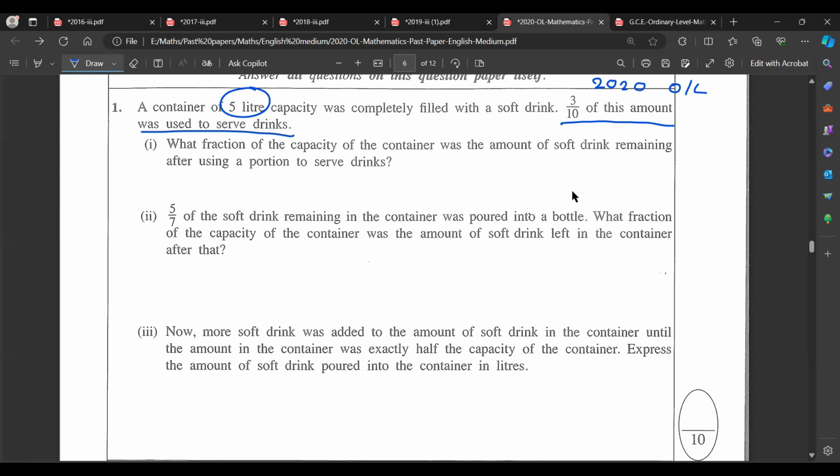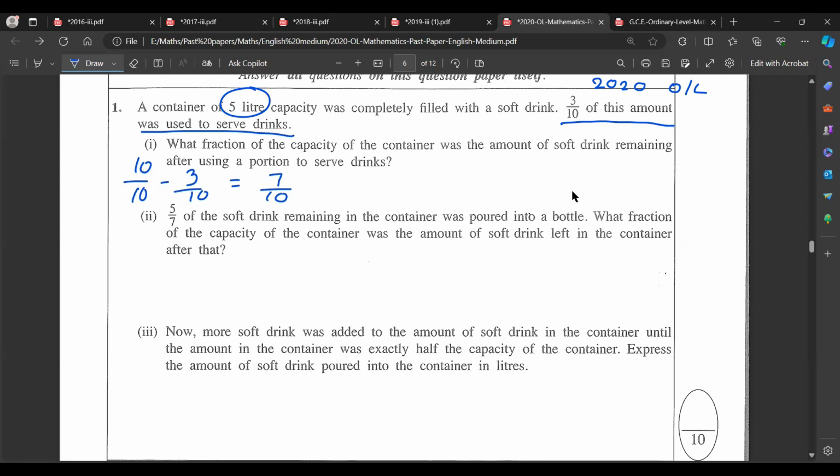Remaining after served drinks. If they are having 10 parts, they are using 3 parts for served drink, remaining 7 out of 10. This is easy, no? Yes, 3 parts are used for serving, remaining 7 out of 10.